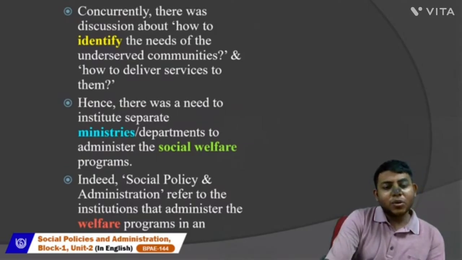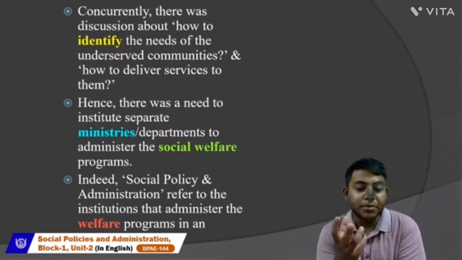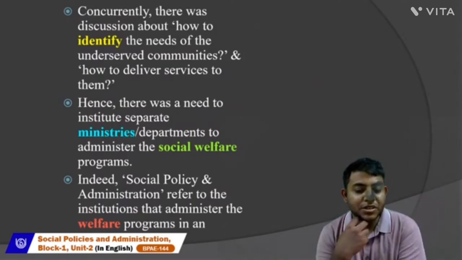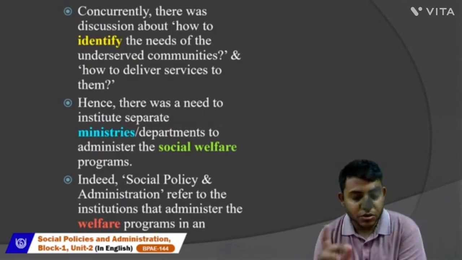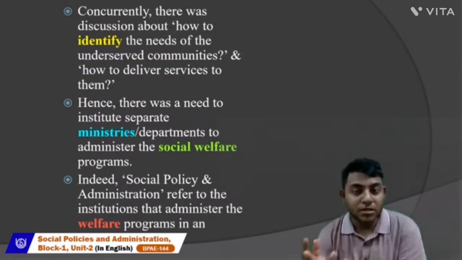Hence, there was a need to institute separate ministries or departments to administer the social welfare programs. And indeed, social policy and administration refers to the institutions that administer the welfare programs in an organized way. So when we talk about social policy and administration, we are basically referring to the institutions that administer the welfare programs in an organized way. A need arose to institute separate ministries and departments to administer the social welfare programs.